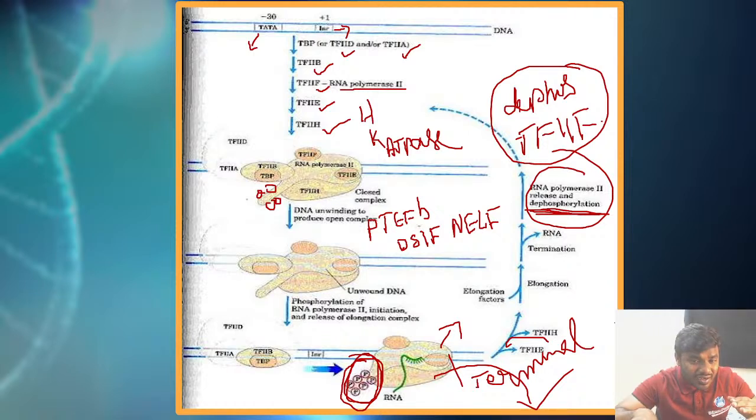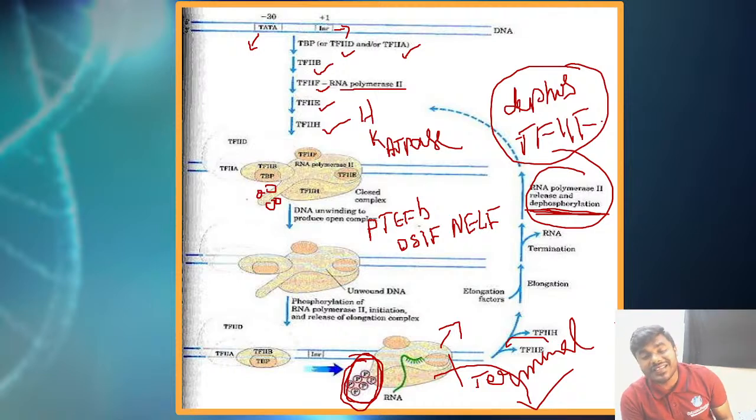When termination occurs, whenever RNA polymerase enzyme reaches the termination site, then only dephosphorylation occurs, then only the RNA polymerase enzyme gets dissociated. Friends, this is about eukaryotic transcription.